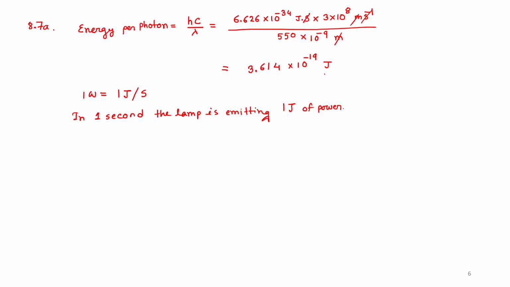And we already know the energy of each photon, right? So how many photons? The number of photons emitted will be 1 joule divided by 3.614 into 10 to the power minus 19 joule. To get a rough estimate, we will just divide it.